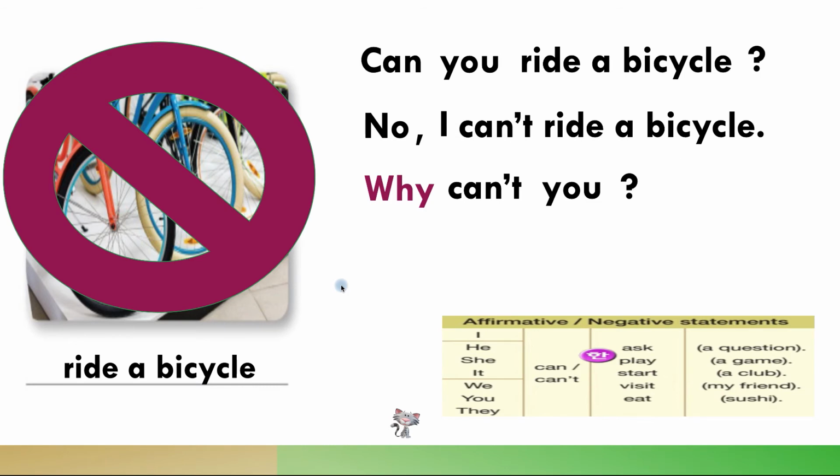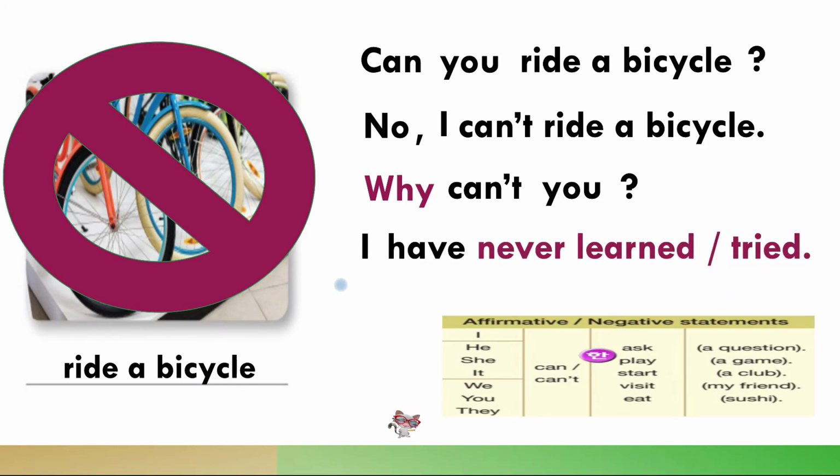Again, you can have the negative. Can you ride a bicycle? No, I can't ride a bicycle. Why can't you? Because I have never learned to ride a bicycle. Yes. I have never tried to ride a bicycle. So there are options here. It's not just one answer. So we're just trying to provide you with some examples of choices for follow-up questions.